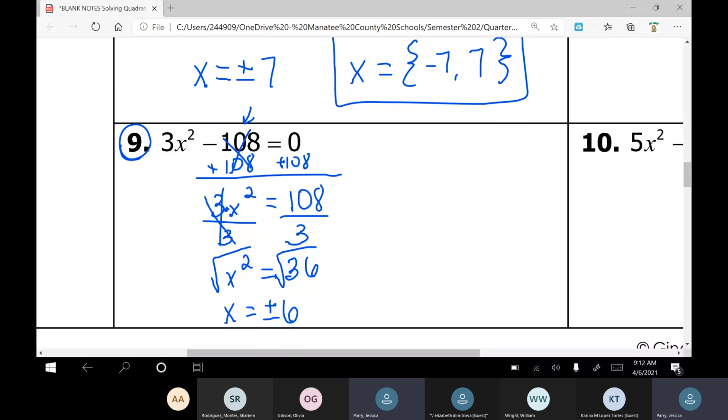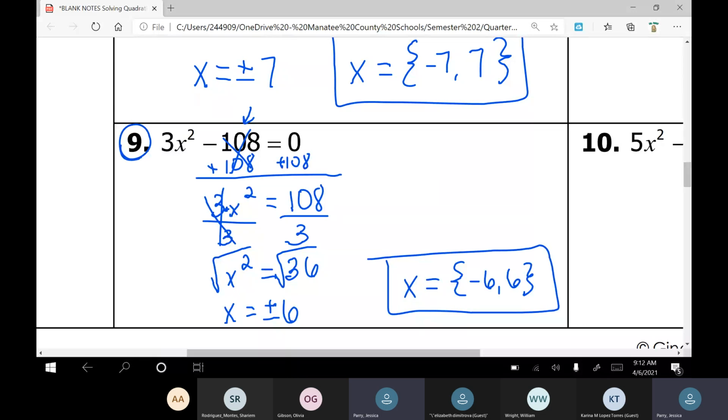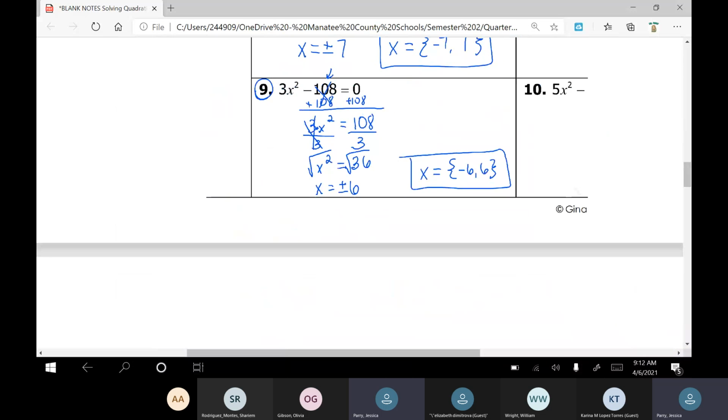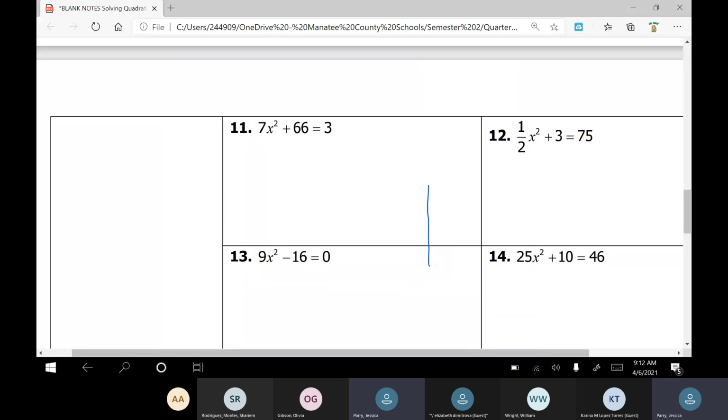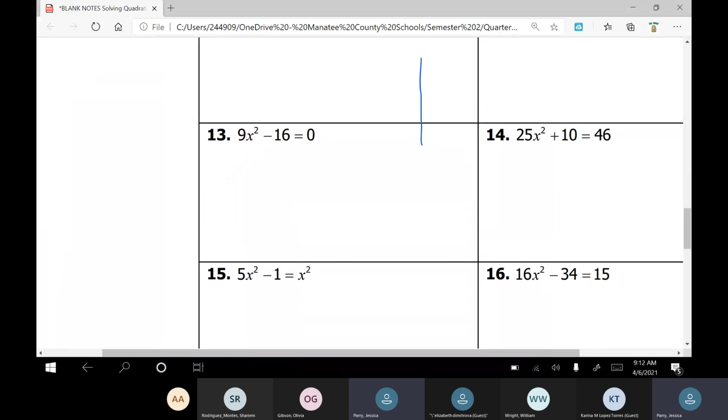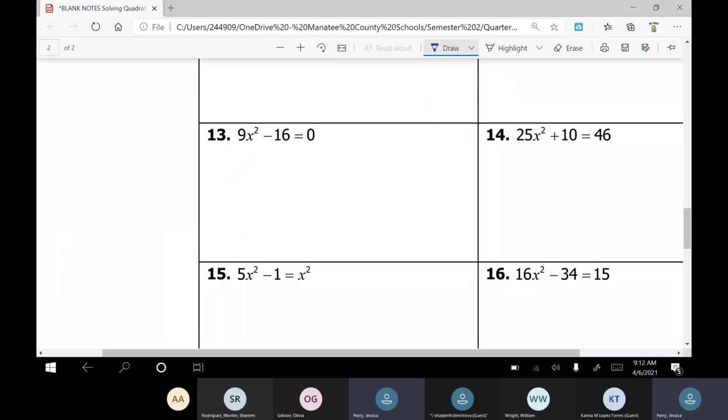And then we can write out our answer in this fancy way. X equals negative 6 and positive 6. And then that is it for your answer there for number 9. Okay? Let's keep on going. There's 2 pages. Next one we'll do, I'm going to skip number 11. Whoops. Let's do number 13.